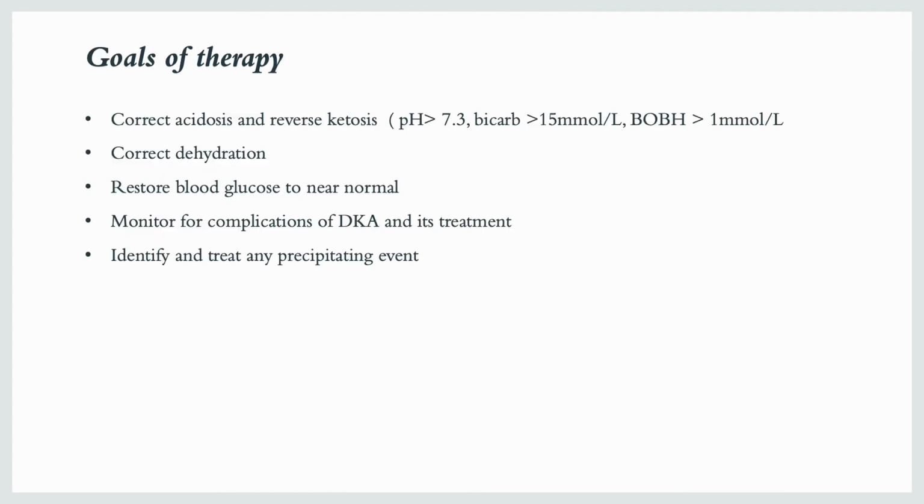Okay, so what are the goals of therapy? To correct acidosis and reverse ketosis: pH more than 7.3, bicarbonate more than 15, or blood ketone less than 1 millimole per liter. Correct dehydration, restore blood glucose to near normal, monitor the complications of DKA and their treatment, identify and treat any precipitating event.